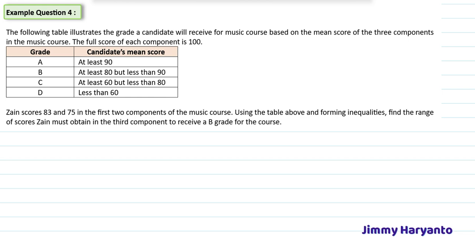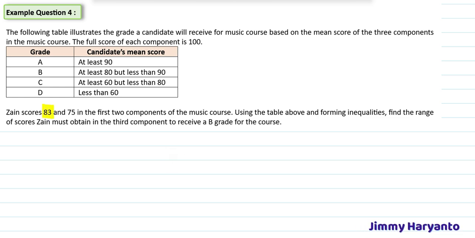Okay, next is question 4. For question 4, the following table illustrates the grade a candidate will receive for a music course based on the mean score of the 3 components in the music course. The full score for each component is 100. Grade A is at least 90. Grade B is at least 80 but less than 90.